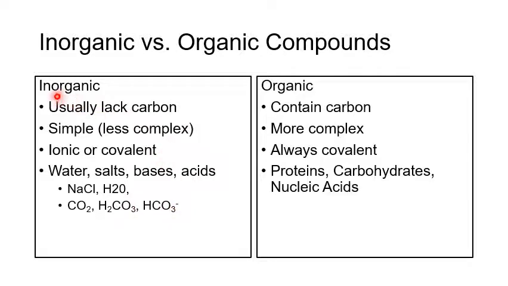But the difference is that organic compounds contain carbon. They are more complex. Usually there are lots of carbons bound to carbon, bound to carbon, bound to carbon. There are multiple carbons bound to each other, usually, and they are always covalent, whereas inorganic can be ionic or covalent. We need to make this distinction because we're going to be talking about various organic compounds, such as proteins, carbohydrates, and nucleic acids. We're going to look at the structure of these molecules in a bit here.